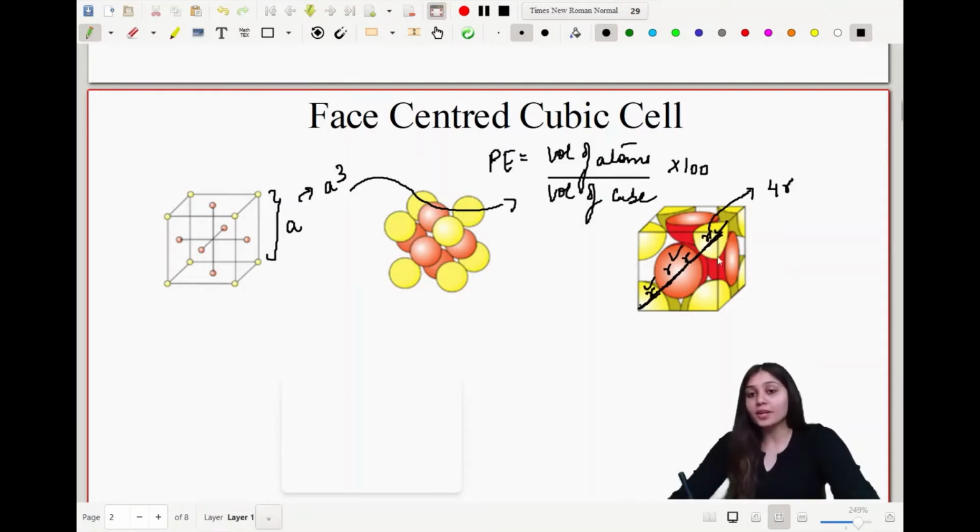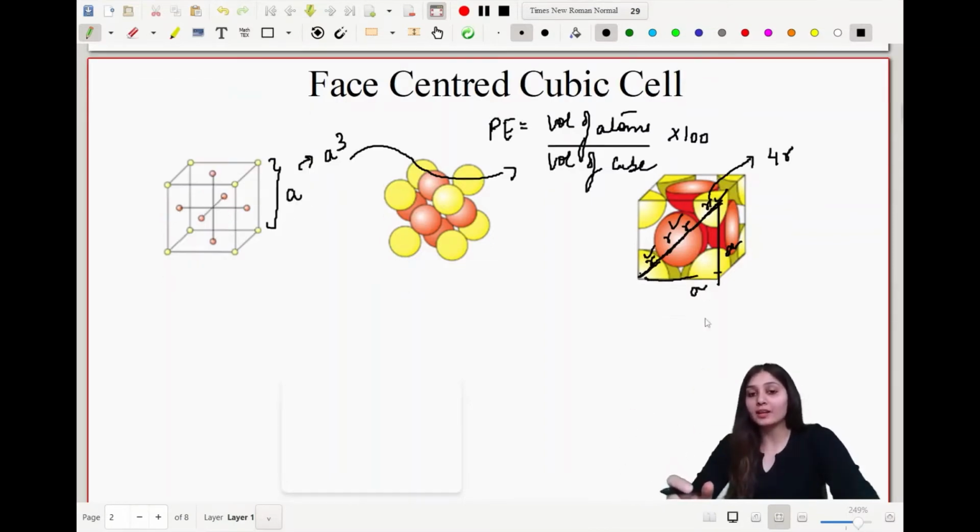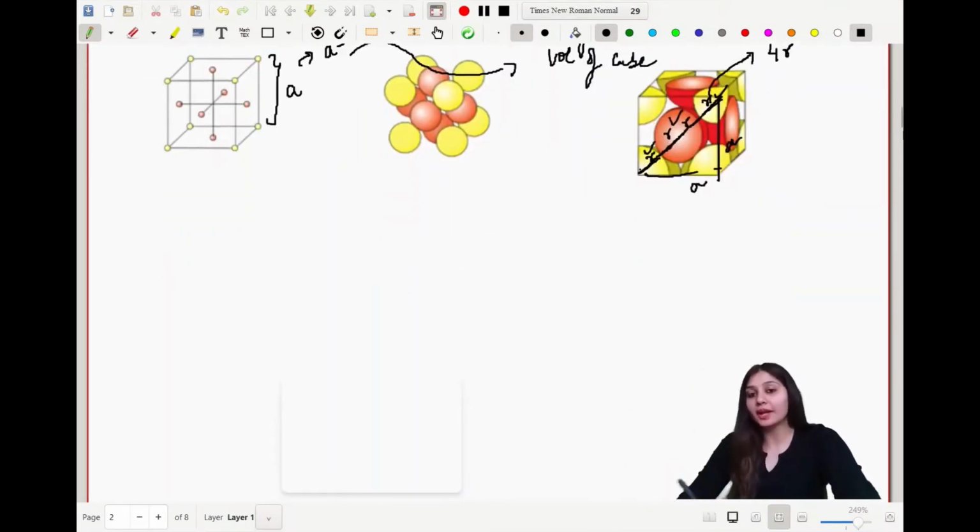And we already know that this edge length is a, and this edge length is also equal to a. If I look closely, you can see a triangle which is formed, and when we have a triangle, we apply something called the Pythagoras theorem. Now what does the Pythagoras theorem say?